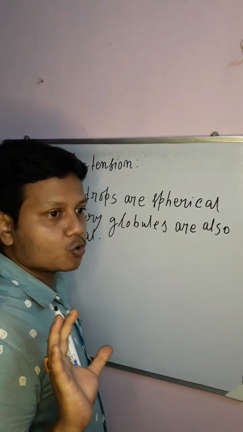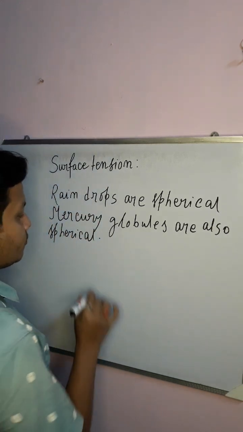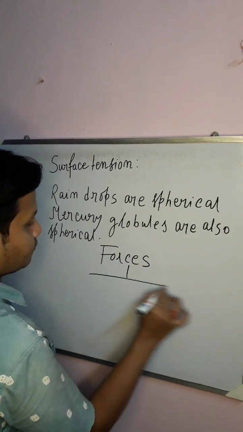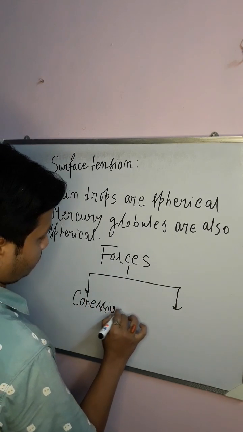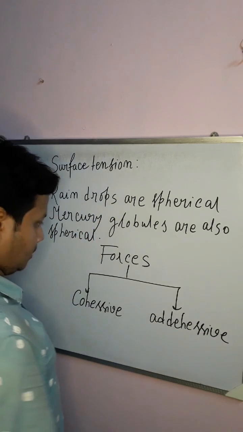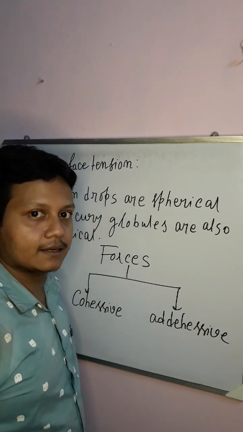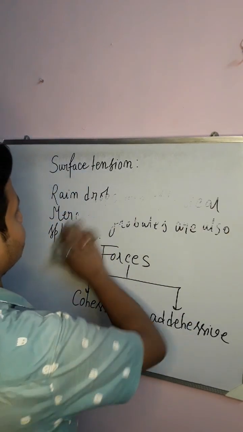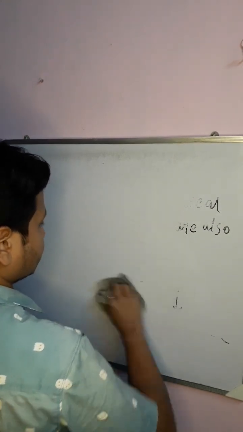Now before defining the surface tension, one thing that we have to know is what the different forces of attraction between the liquid molecules are. Now there are two types of forces: one is cohesive force of attraction and another is adhesive force of attraction. So let us define these, then we will be able to define the surface tension.